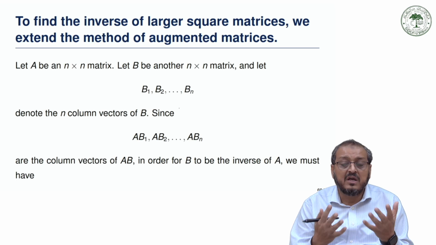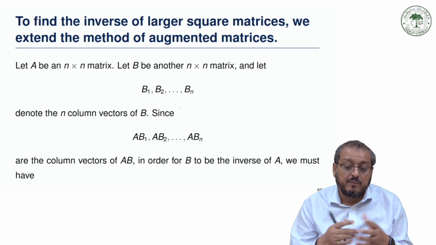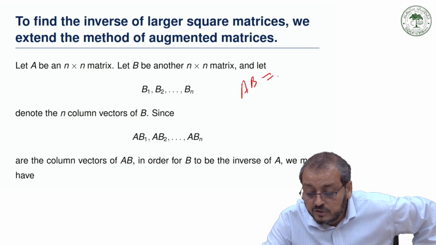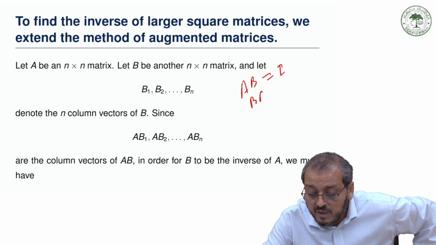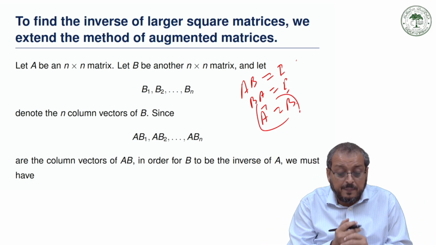how do we find the inverse of these? We have to take the product, because the method says that to find the inverse, you take the product of these two matrices: if A times B gives the identity, and B times A also gives the identity, then we can say that A inverse is equal to B, or B is the inverse of A.